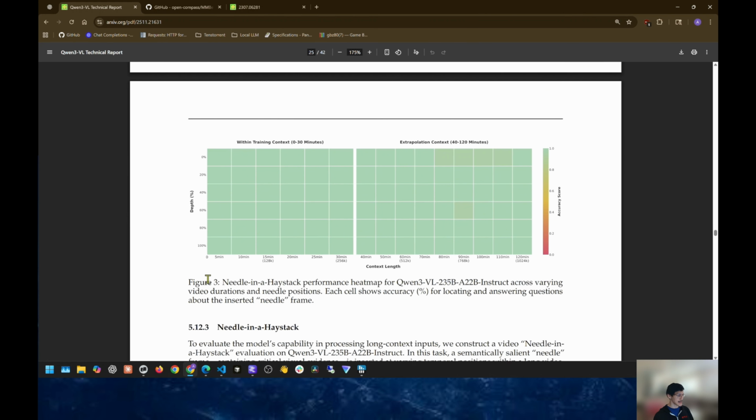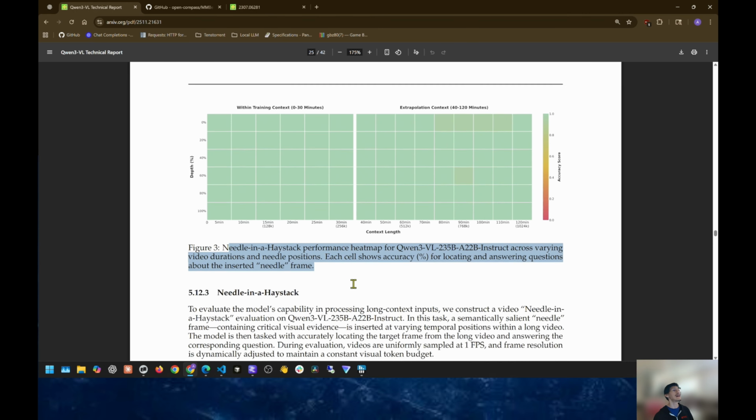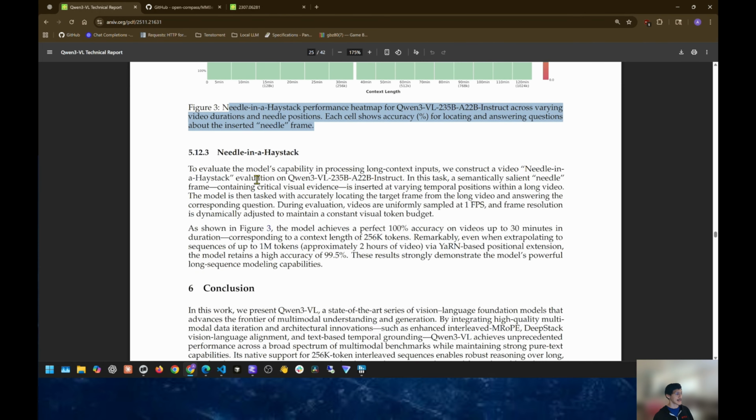What is this? So, needle in a haystack performance heat map for Qwen3-VL 235B A22B Instruct across varying video durations and needle positions. Each cell shows accuracy for locating and answering questions about the inserted needle frame. Oh, okay. So, needle in a haystack.